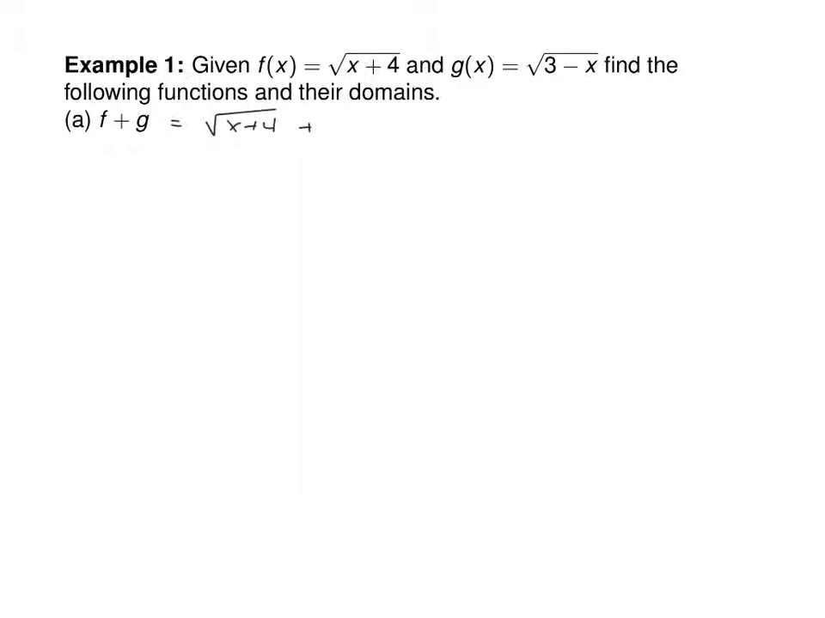Plus root 3 minus x. There's no algebra you can do to combine those. That's it, you're done. That's as simple as it's going to get. And then for a number to work in the function f plus g, it has to work in both pieces. So you've got to find the domains of f and g and intersect them.